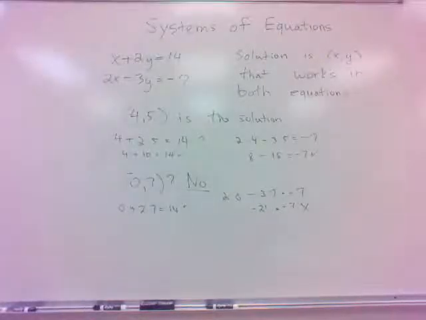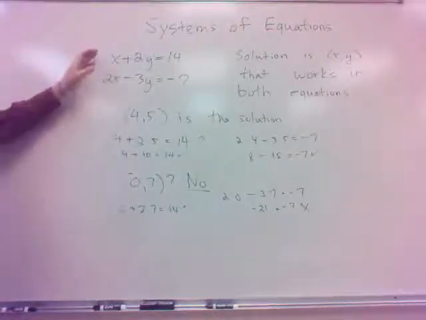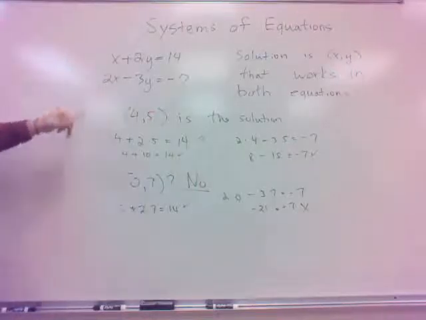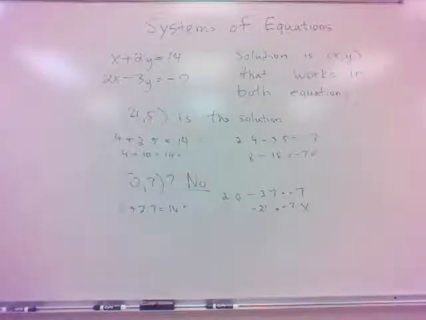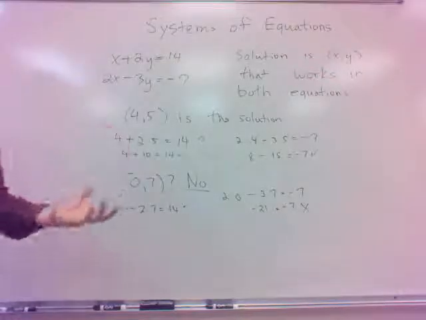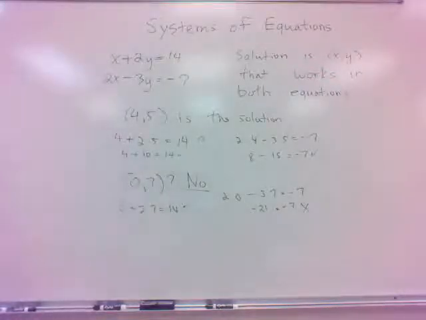Even though it works in one of them, it's got to work in both of them, because there are lots of pairs that would work in the top one but not in the bottom one, and vice versa. It has to work in both, though. If it's a system of 2 equations, it has to work in both. If it's a system of 3, it has to work in all 3. But anyway, that's what we mean by a solution.